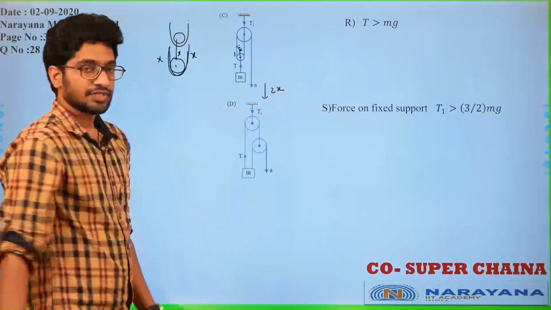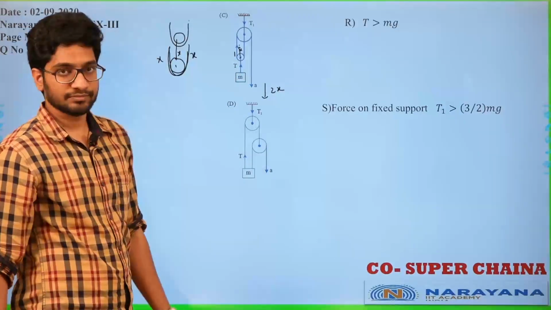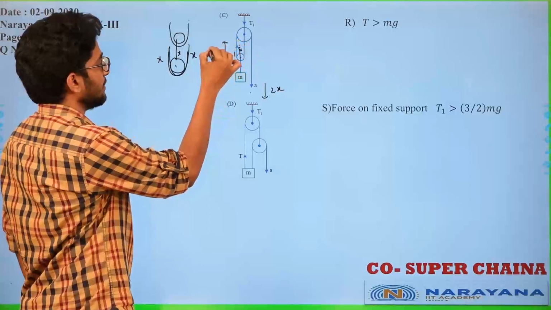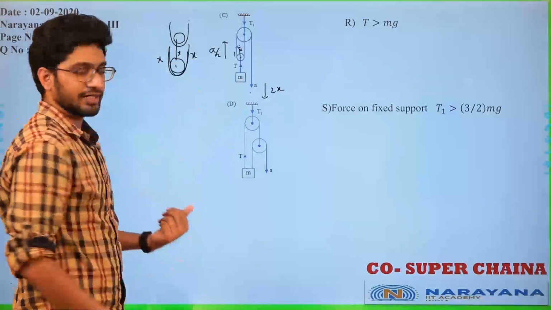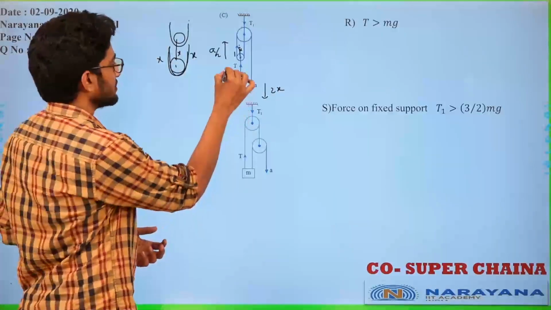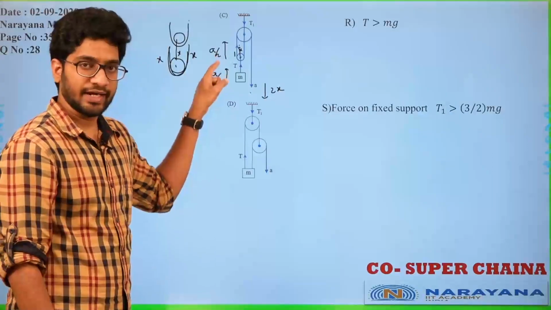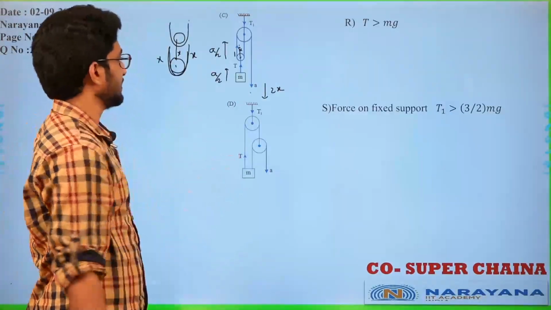So that means this point's acceleration is always double the acceleration of the pulley. So if this point's acceleration is a, the pulley's acceleration is a by 2. If the pulley's acceleration is a by 2, the block is also attached to it, so the block also will have the same acceleration a by 2. So again the acceleration of the pulley and the acceleration of the block are both less than a. Okay. Next, how do we find the tensions?